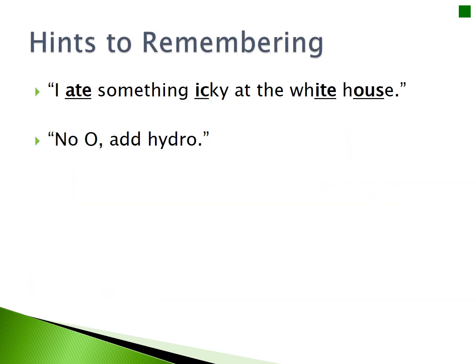All right, a little tip to help remember that little table from the previous pages is if you remember the sentence, I ate something icky at the White House. Ate goes to ic, so if I had nitrate, it would go to nitric acid. Ite goes to ous, so if it was nitrite, it would go to nitrous acid. So ate goes to ic and ite goes to ous. Okay, that would help you with that first part.